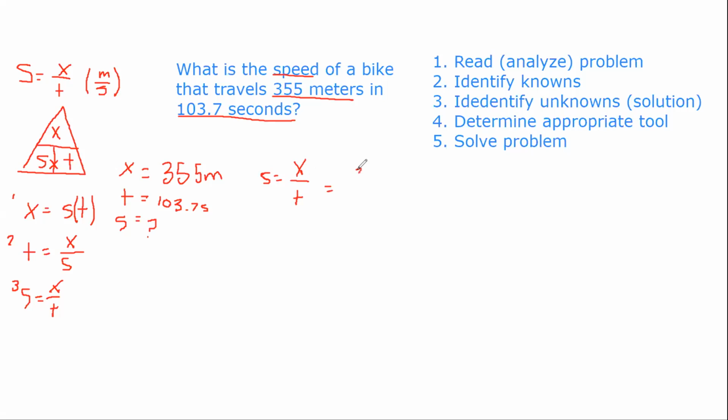So it's going to be 355. You can probably type this into a calculator faster than I can write it on this program. 103.7. Ooh, that got a little big. That's seconds. So go ahead and type that in. And what is the answer we find? What is our speed here? Who's got an answer for me?